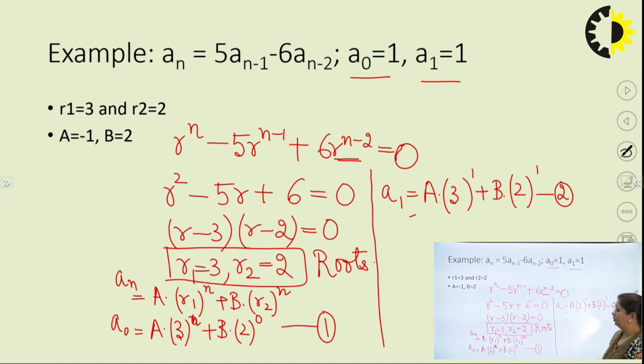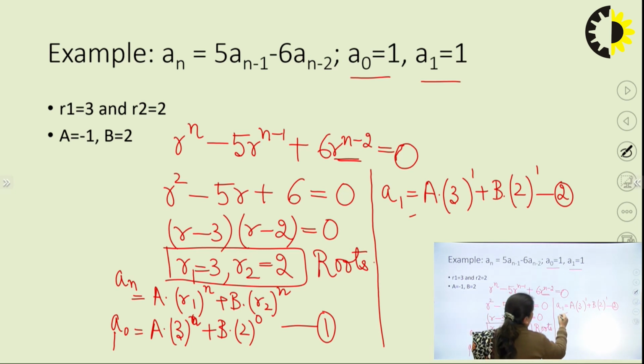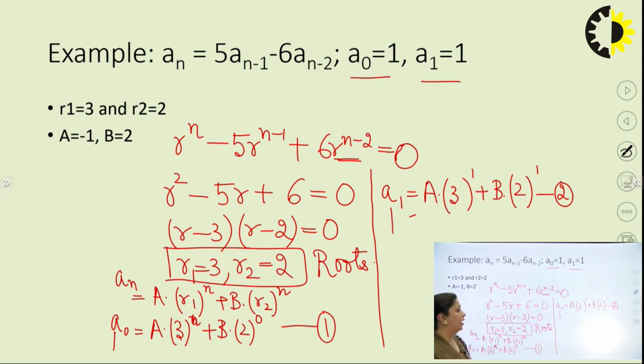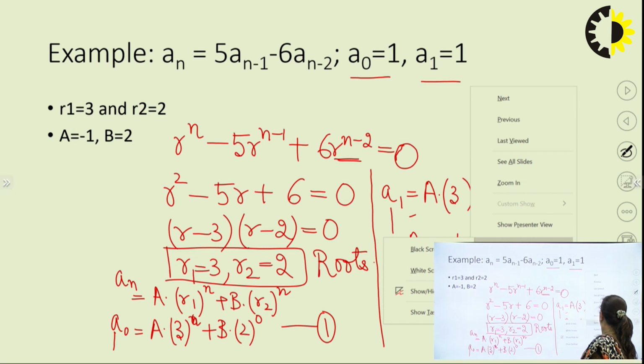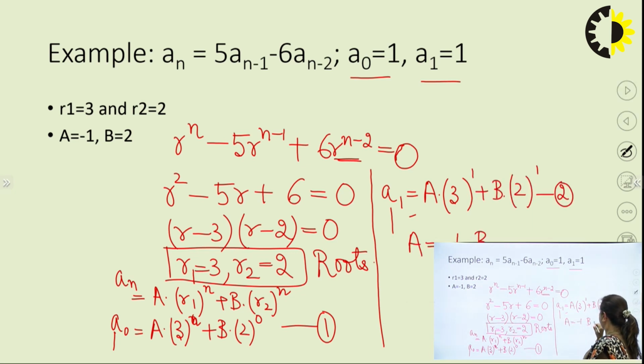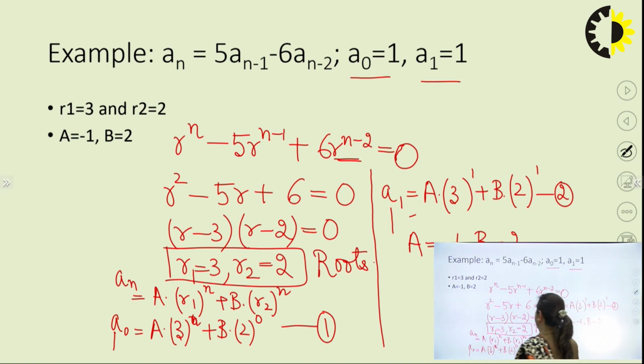Now I have two equations because I know that a1 is already 1 and a0 is also 1. So I just substitute the values. I have two equations and two unknowns, so I can solve for A and B. After solving equation 1 and equation 2, I get the value of A as minus 1 and the value of B as 2.